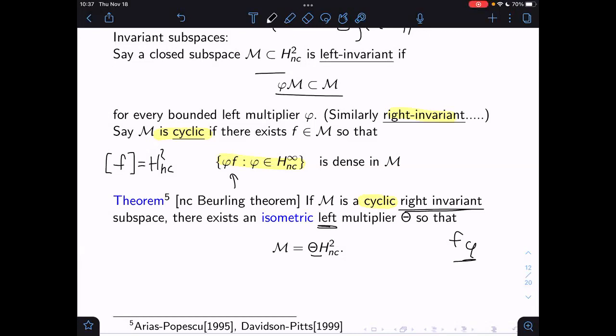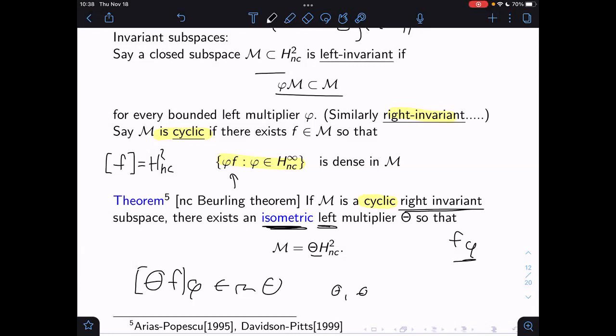It's sort of clear how that should work, because if I look at theta times F, and I want to generate an invariant subspace, if I multiply this on the right, then that's still in the range of theta. So the range of a left multiplication operator will be right invariant. And so that's why I have to be careful about left and right. Similarly, if I want a left invariant subspace, it's going to be the range of a right multiplier. But just like in Beurling's theorem, it's an isometric multiplier. So invariant subspaces are ranges of isometries. In the cyclic case, it's just the range of a single isometry.